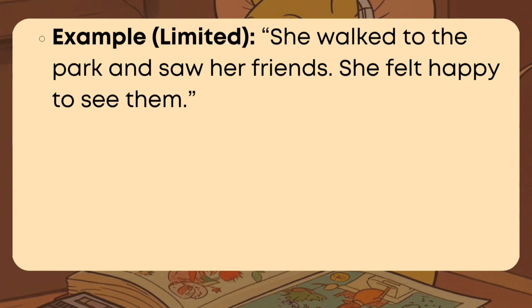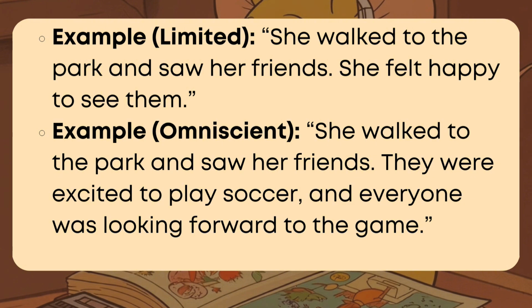Example of limited. She walked to the park and saw her friends. She felt happy to see them. Example of omniscient. She walked to the park and saw her friends. They were excited to play soccer and everyone was looking forward to the game.